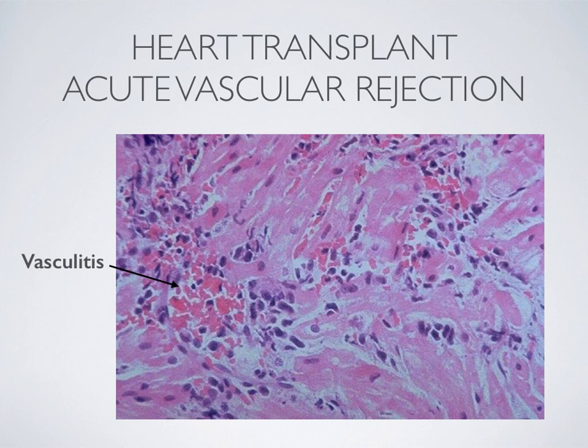Here's another example of the heart tissue in a heart transplant, and you can see vasculitis. So these pink cells here are normal myocytes. You can see they have the long fibers, and there's their nucleus. So these are normal myocytes. But then you have all of these inflammatory cells. Here's a blood vessel that is engorged and has inflammatory cells around it. So this is vasculitis in then a heart transplant.